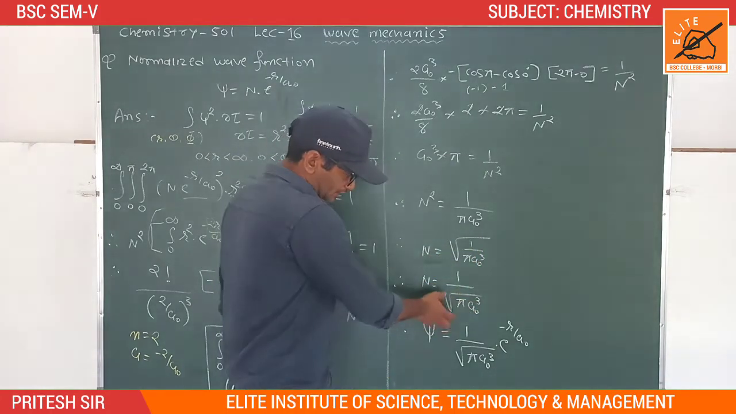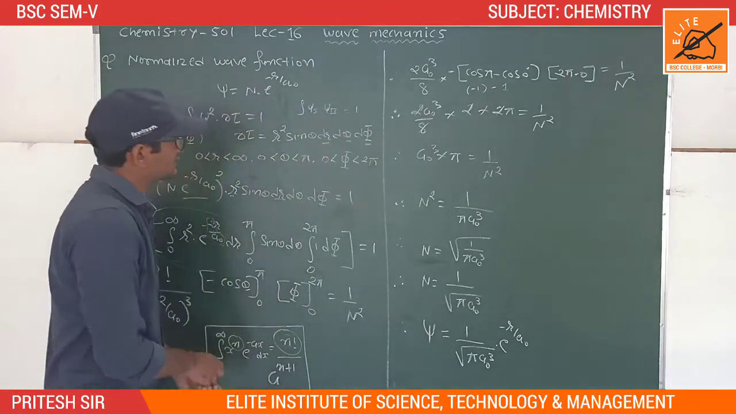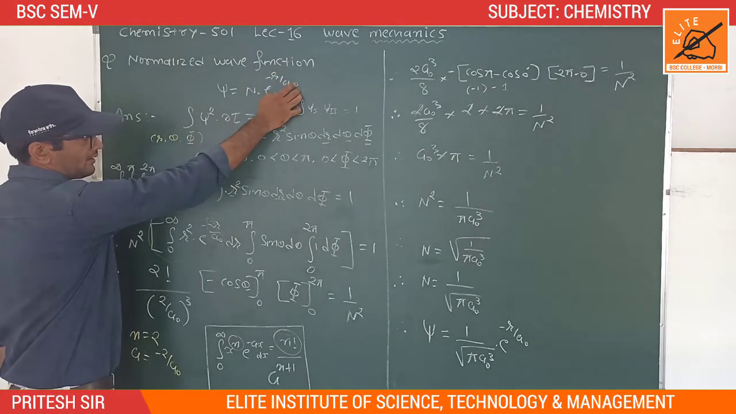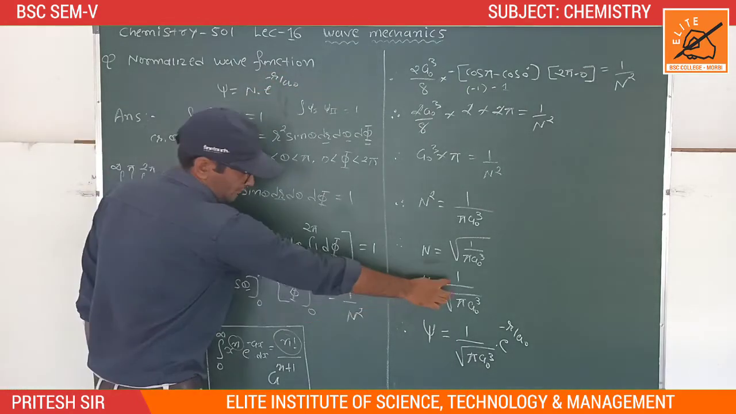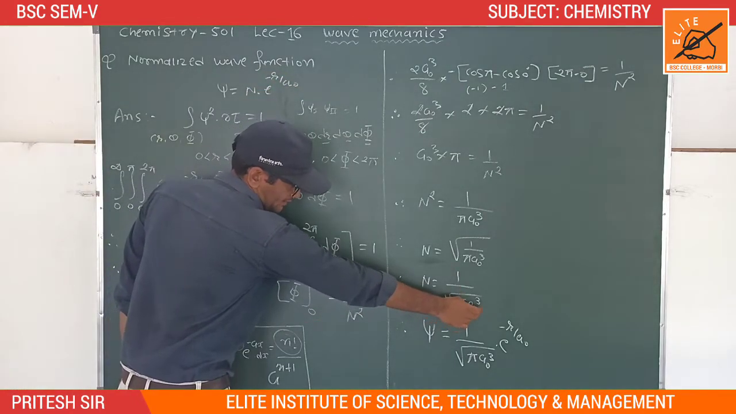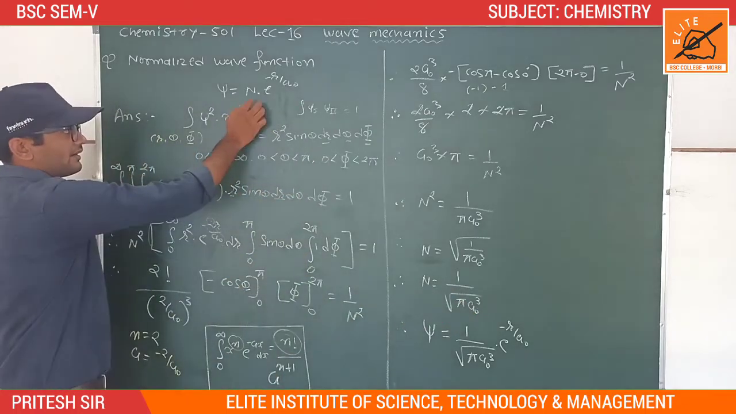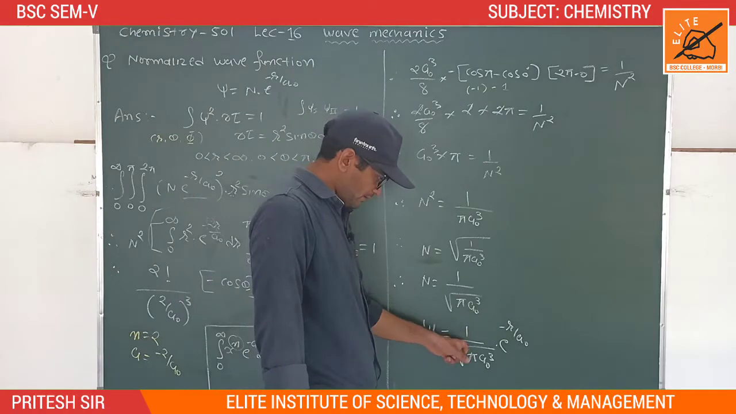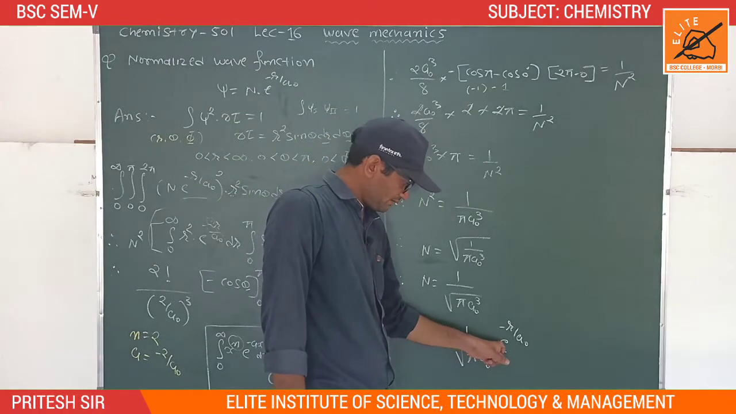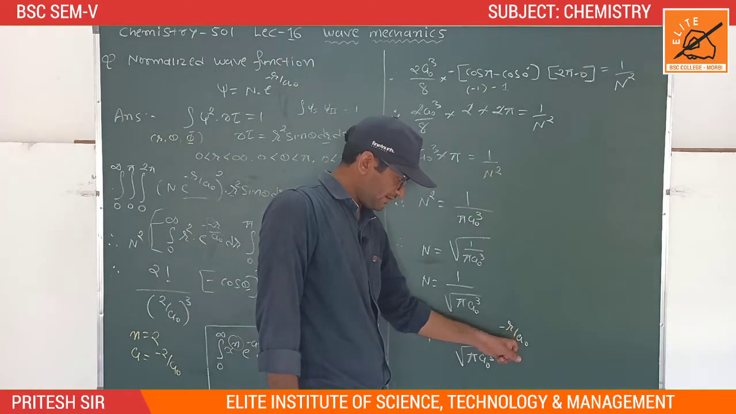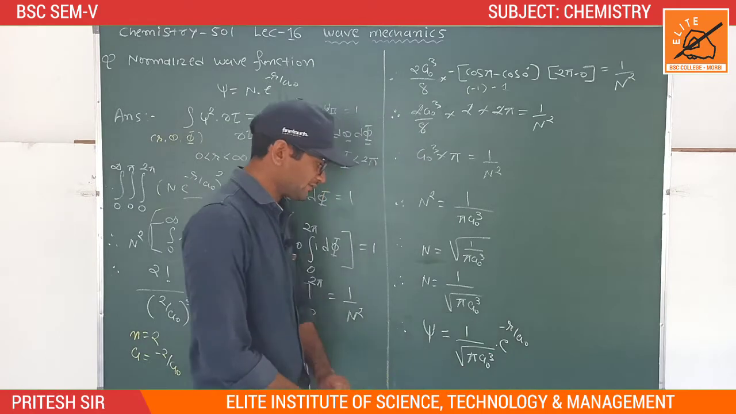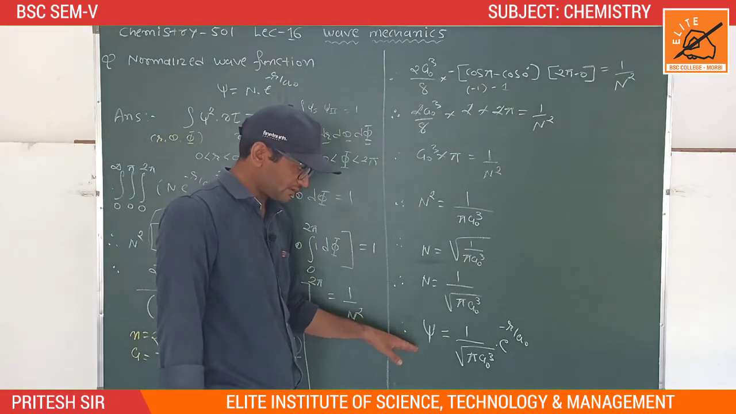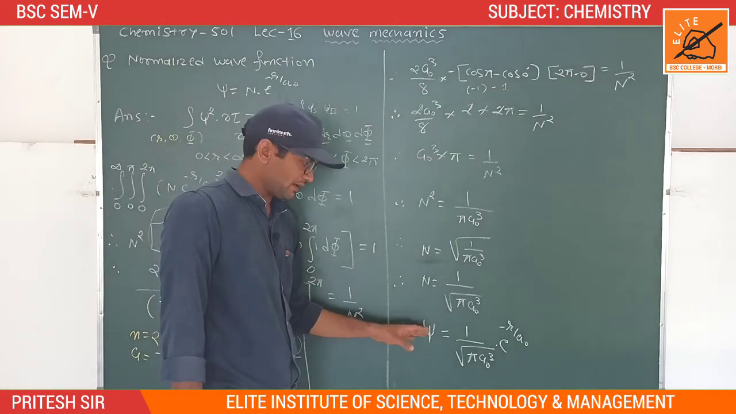Now I put the value of n in the function. The function is equal to n e to the power minus r upon a0. So the value of n is equal to 1 upon under root pi a0 cube. Okay, so I put the value of n here. So finally we get the function psi is equal to 1 upon under root pi a0 cube into e to the power minus r upon a0. Okay, so this is the normalized wave function for hydrogen atom in polar coordinates.